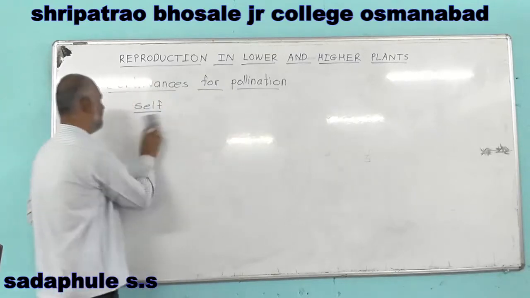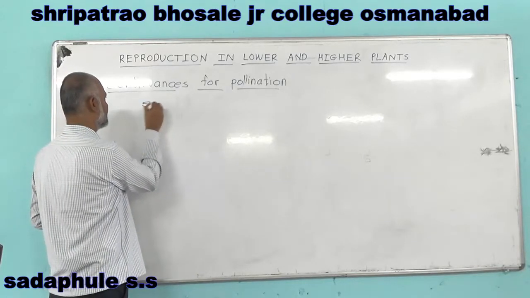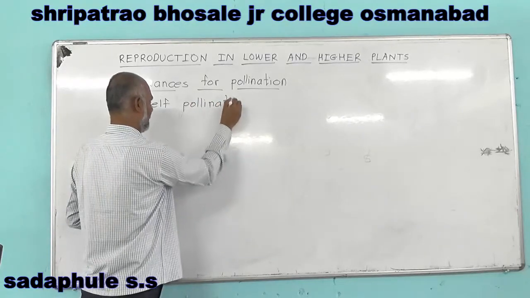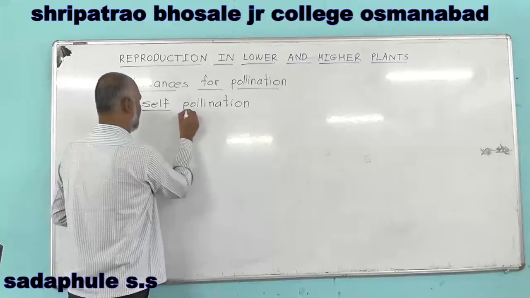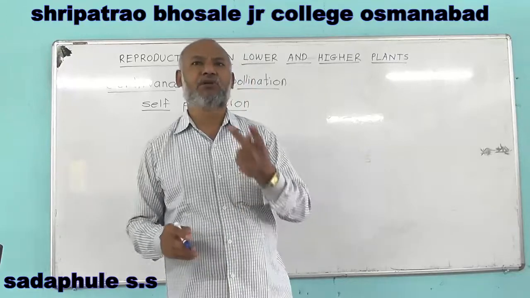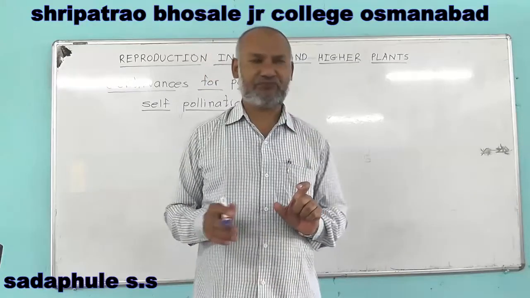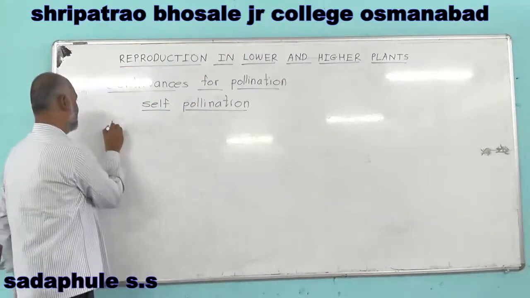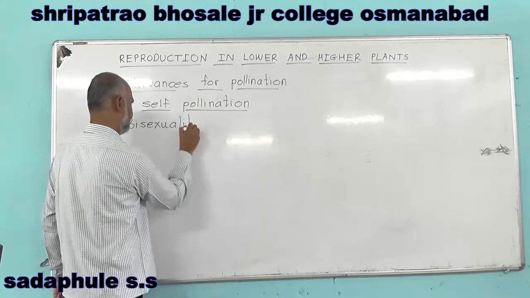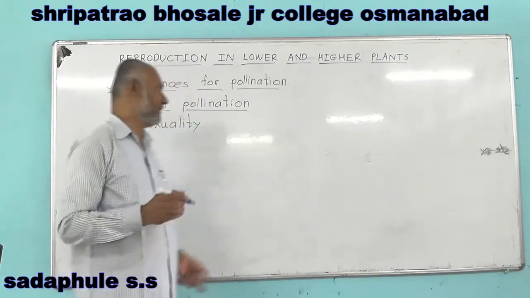If we study self-pollination, then contrivances for self-pollination. For self-pollination, what is required? It requires presence of both sex organs, both reproductive organs, in the same flower. That is, flowers must be bisexual. When the flowers are bisexual, then it promotes self-pollination.